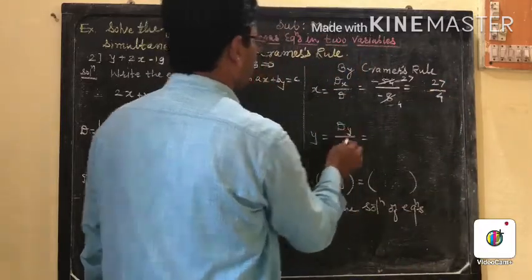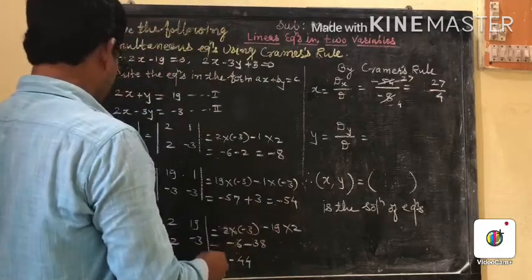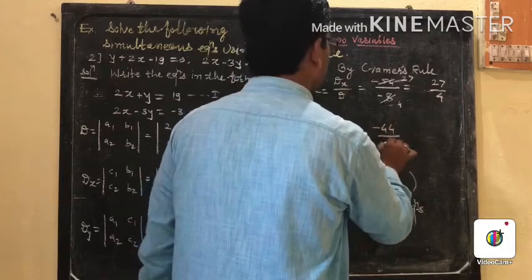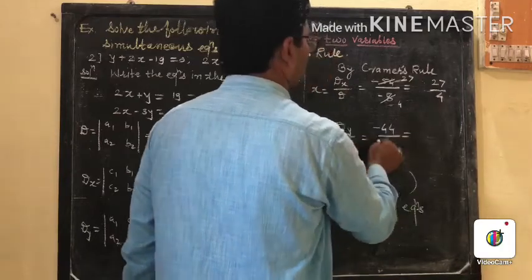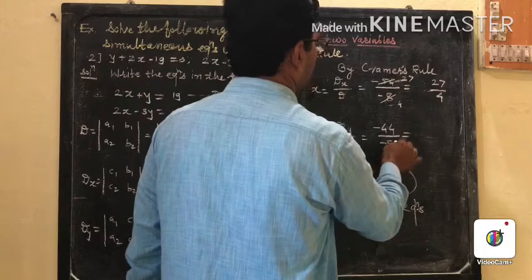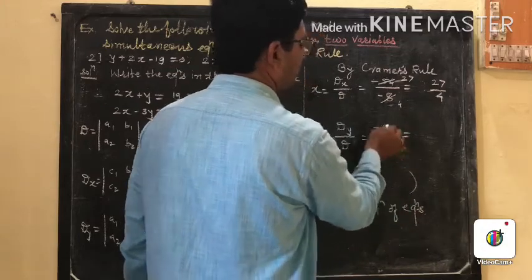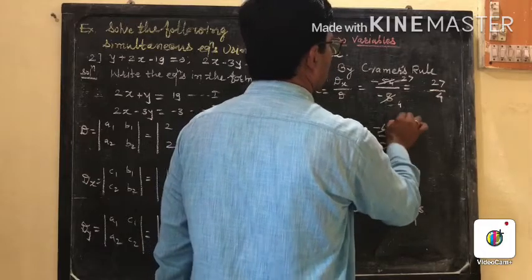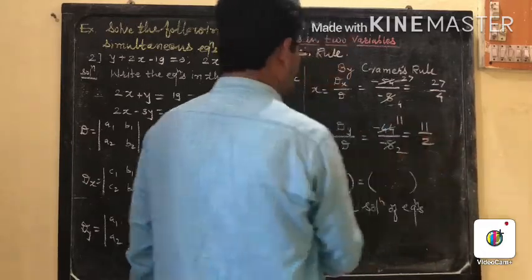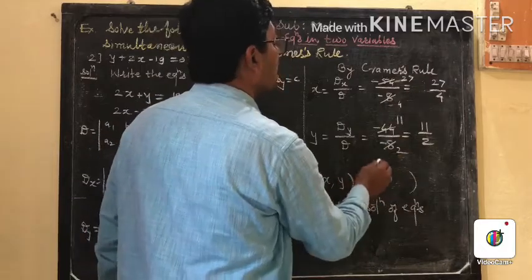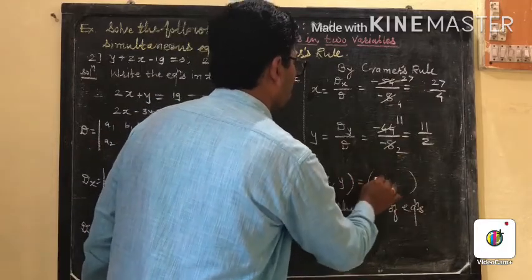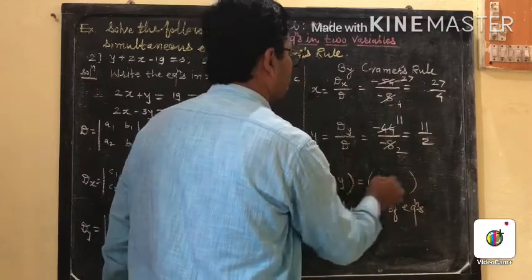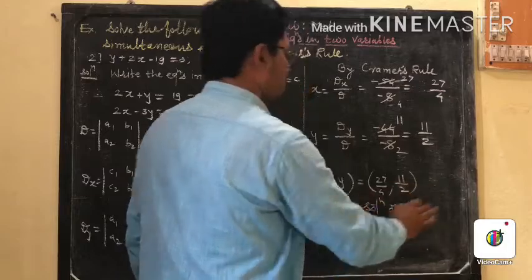Now the value of y is equal to dy upon d. The value of dy is minus 44, divided by d, which is minus 8. Again minus minus plus, and if you divide by 4, dividing 4 to both the terms, 4 twos are 8, 4 plus 4, 11 by 2. These are the values of x and y. The solution of the given equation is x is 27 by 4 and y is 11 by 2. This is the solution of the given equation.